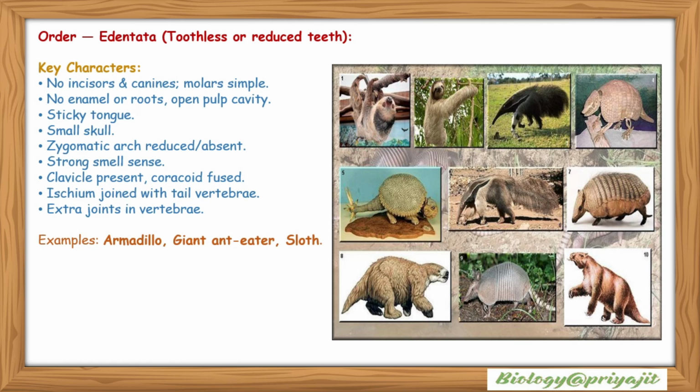Edentata, toothless or reduced teeth. Key characters: no incisors, and canines and molars are simple. No enamel or roots, often an open pulp cavity. They have a sticky tongue, small skull, and the zygomatic arch is reduced or absent. Strong sense of smell. Clavicle is present but coracoid bone is fused. Ischium joins with tail vertebra. Extra joints in vertebrae. Example: armadillo, giant anteater, sloth, etc.